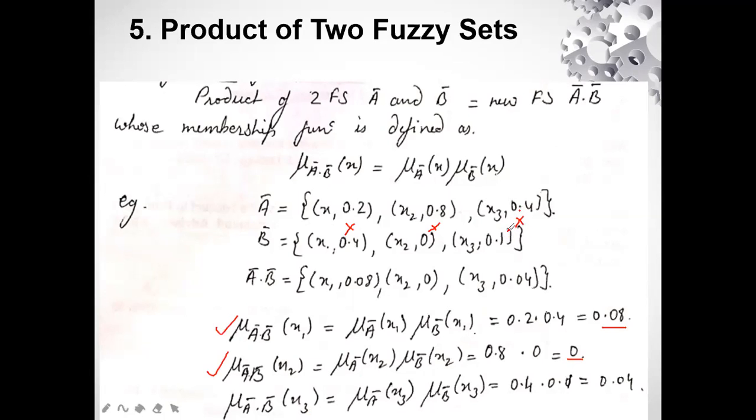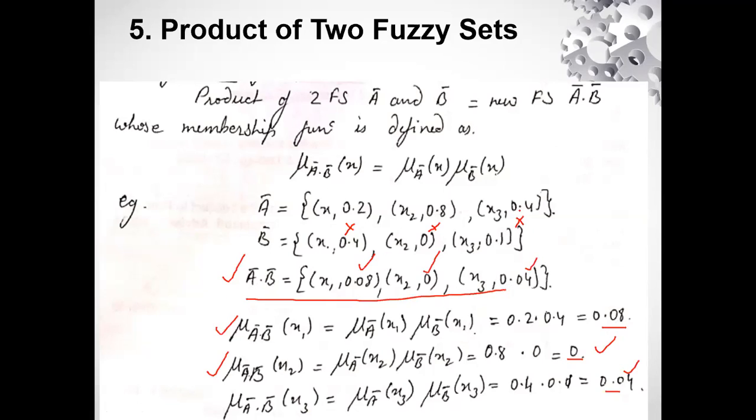So 0.4 multiplied by 0.1 is what? 0.04. Now how am I going to write the fuzzy set A bar dot B bar? This is x1 is equal to 0.08. Okay, this is the one. x2 is equal to 0, and x3 is equal to 0.04. So here 0.04. This is what? This is the final product of two fuzzy sets.